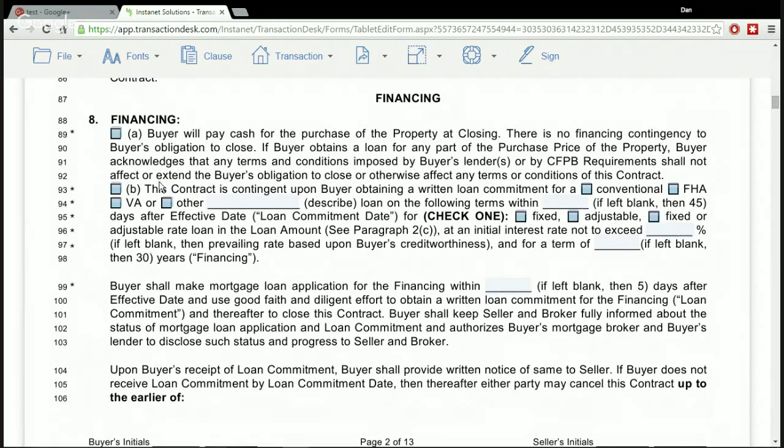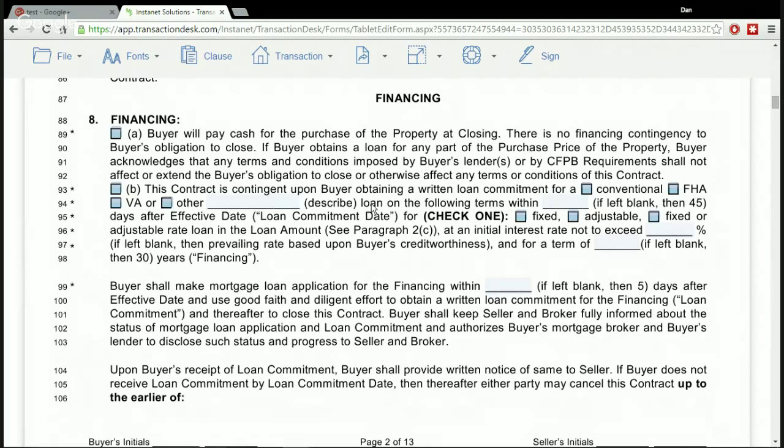Item B, this is the most common one. This is the contract is contingent upon financing, some type of financing. So starting on page 93, it's contingent upon financing, and it's contingent upon the buyer obtaining a written loan commitment. And then we're going to fill in some blanks here to determine what kind of loan terms the buyer is seeking. So is it conventional? Is it FHA? Is it VA? Or is it some other? Perhaps it might be USDA, which is like a rural loan, or maybe some portion of seller financing. Who knows? So there's an other box for you if it doesn't fit into the other main three.